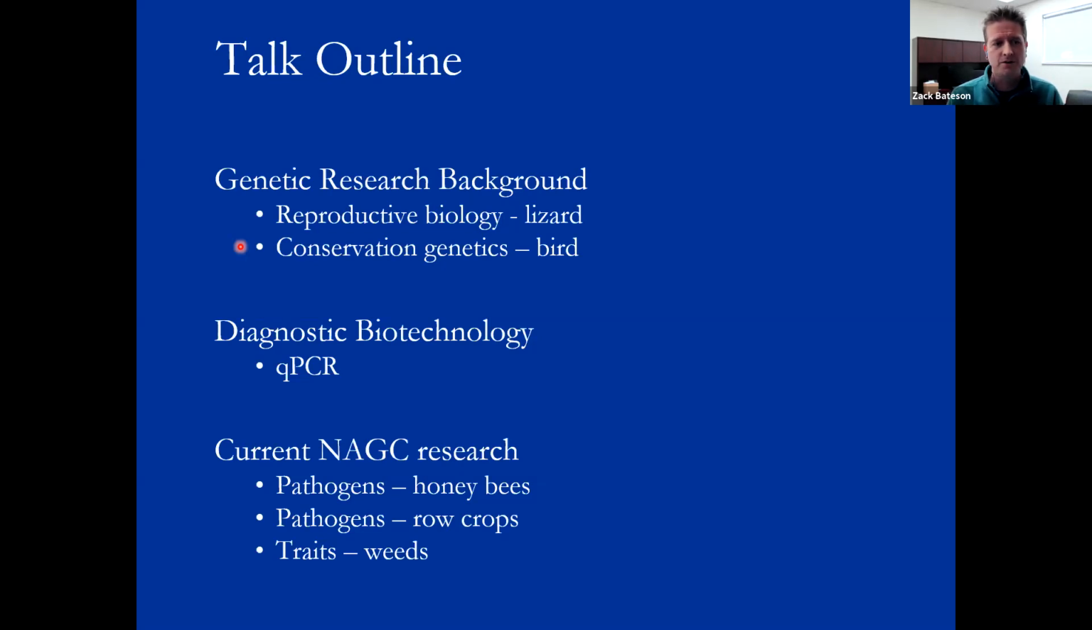After I convince you of that and how I can transfer the genetic tools that I learned in my graduate program to agriculture, I'm going to talk a little bit about the diagnostic biotech that we use, a real shallow dive into quantitative polymerase chain reaction, or qPCR. There might be a lot of you that actively use it or have heard of it, especially with the coronavirus. It's the same technology that they use to amplify that virus. So I'll cover that a little bit. And then I'll jump into some of the current research projects we have going on at NAGC.